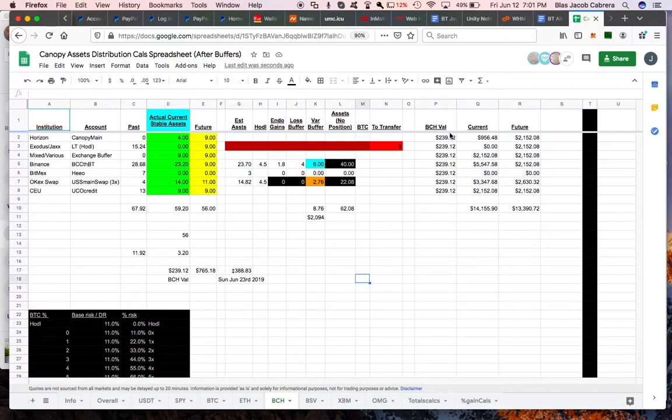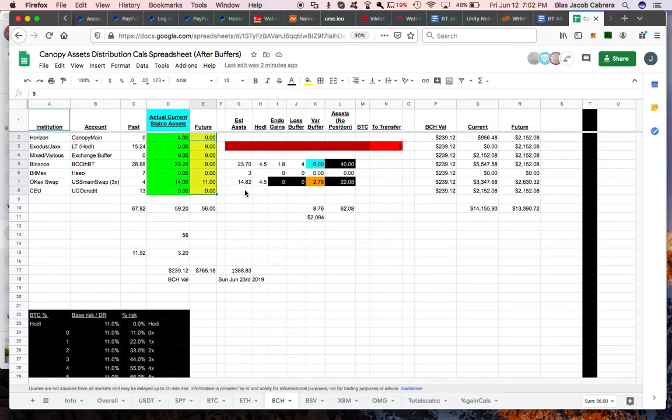And then over here you have the total value, how much is in here currently, and it also gives us our future goals, right? So we might want to stabilize, maybe having 23 BCH in this particular account is too many, and we want to stabilize and balance the amount we have in all the different accounts so that we aren't putting too much risk in any one place.